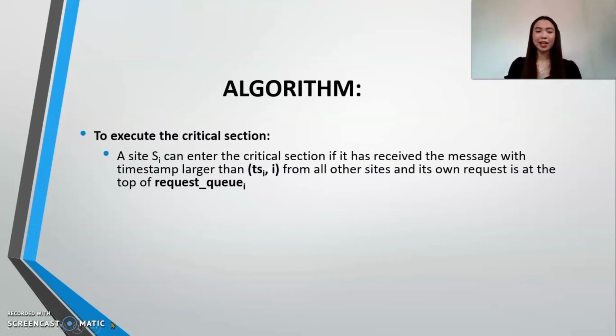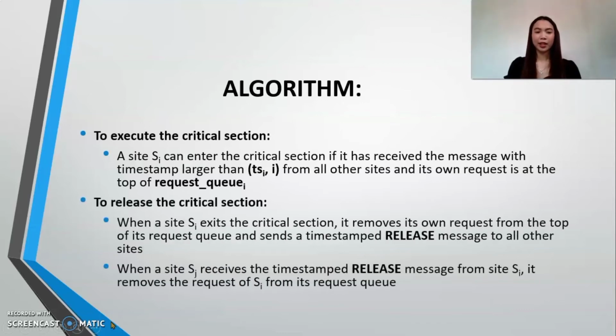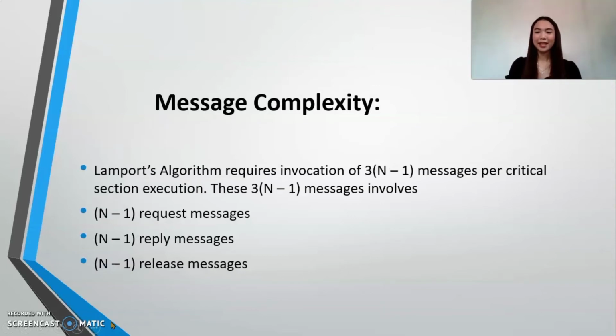To execute the critical section, a site Si can enter the critical section if it has received a message with a timestamp larger than (timestamp, i) from all other sites, and its own request is at the top of its request queue. To release the critical section, when a site Si exits the critical section, it removes its own request from the top of its request queue and sends a timestamped release message to all other sites. And when a site Sj receives a timestamped release message from site Si, it removes the request of Si from its request queue.